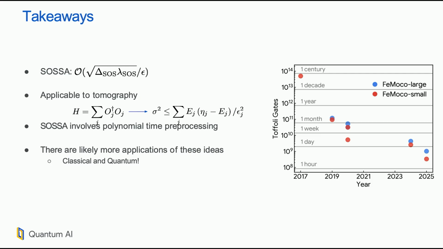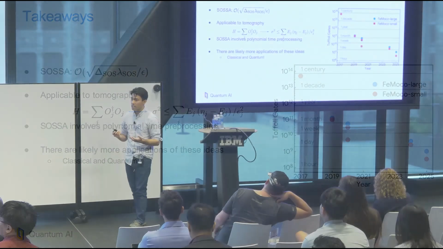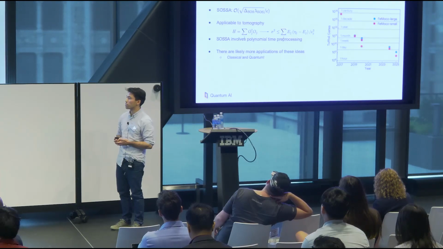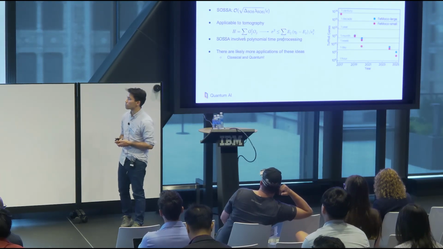So for example, there's a conjecture in a Matt Hastings paper that you can improve the sign problem in auxiliary field quantum Monte Carlo using these sum of squares representations appropriately.